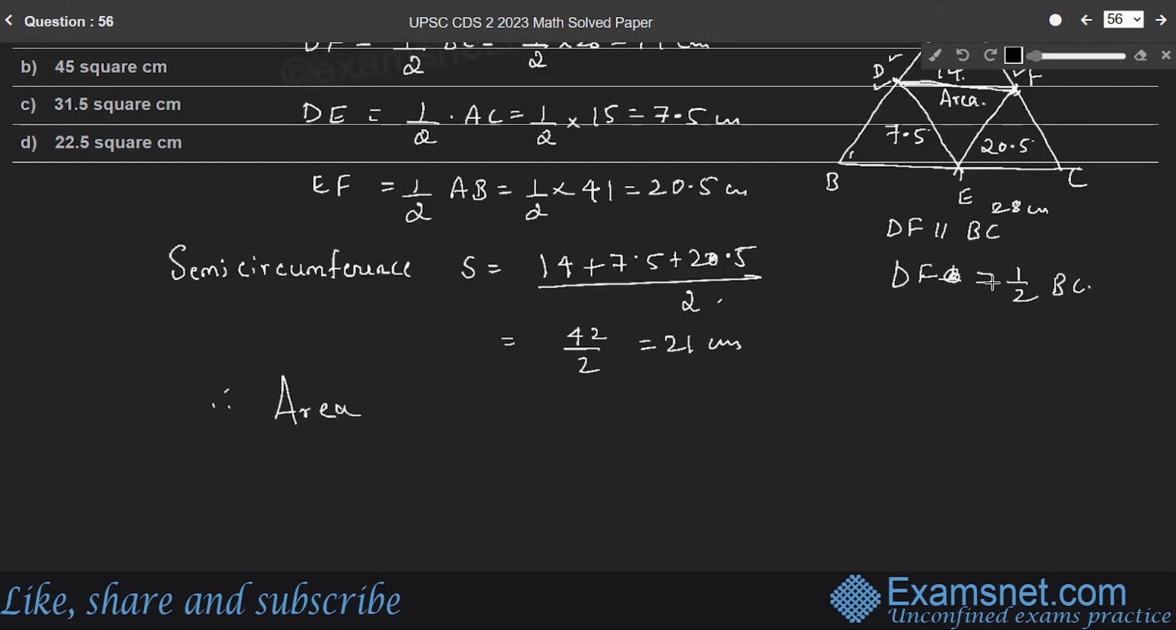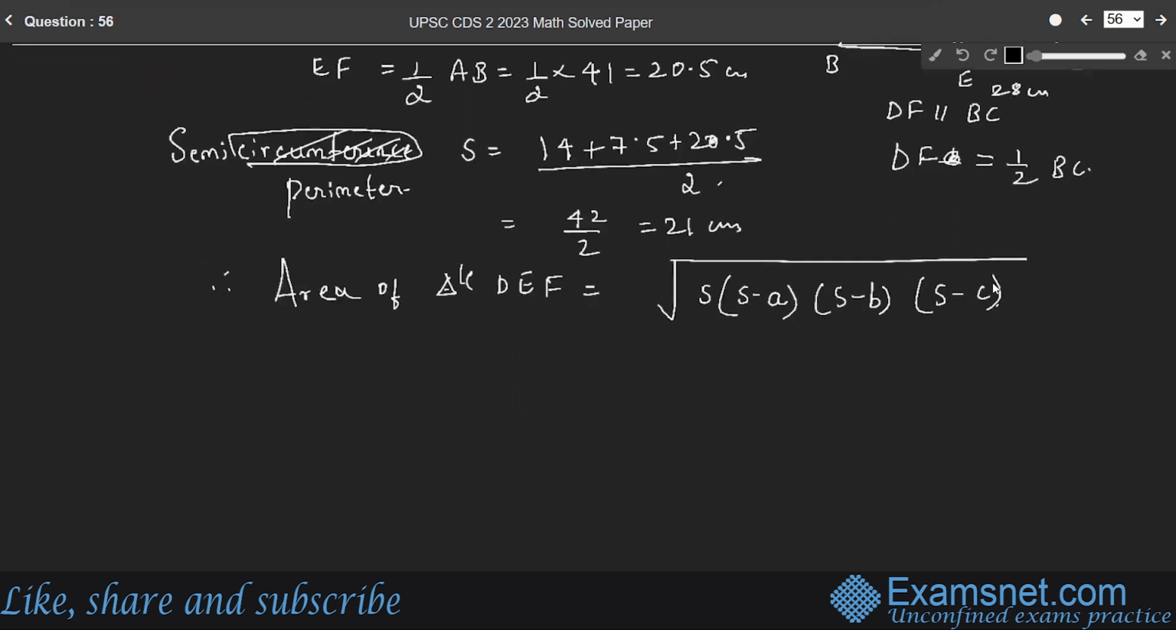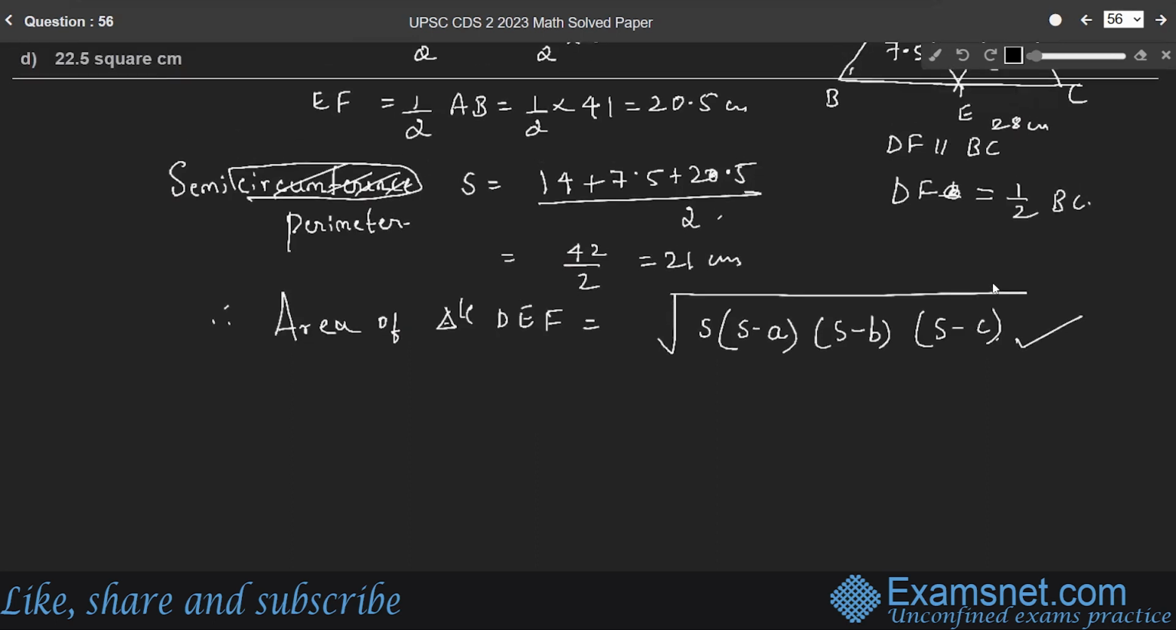Area of triangle DEF, not semi-circumference, it is semi-perimeter. Sorry, semi-perimeter, right? So that means the sum of the sides, semi-perimeter of the triangle is this one. Therefore, area of triangle DEF is equal to the square root of, here semi-perimeter is S, so S into S minus one of its sides into S minus the other side into S minus the third side C, right? So where A, B and C are sides of triangle DEF, right?